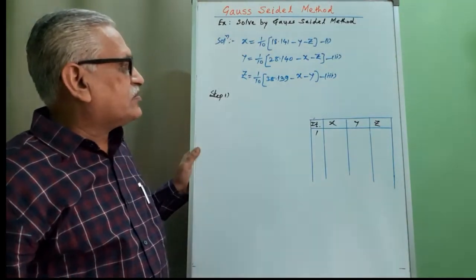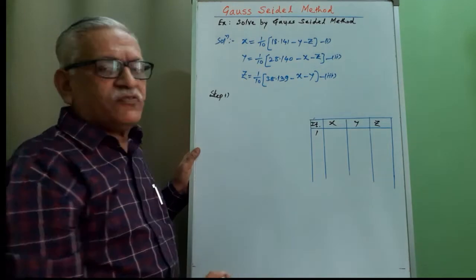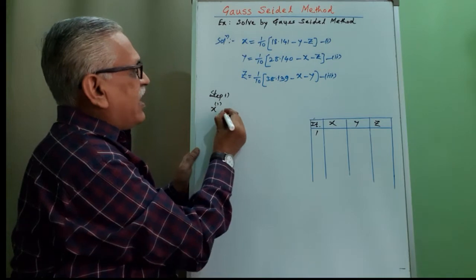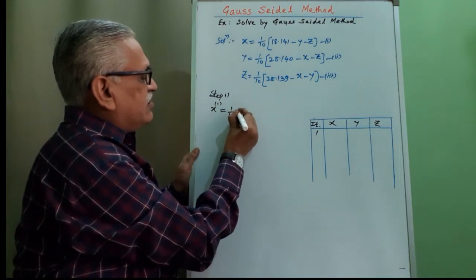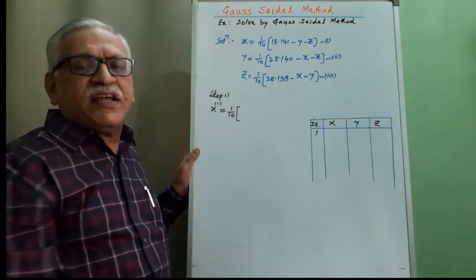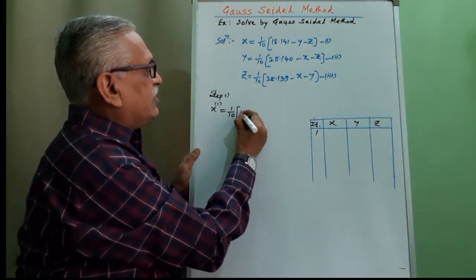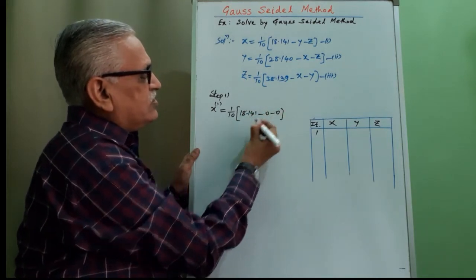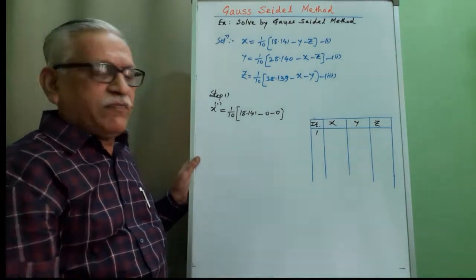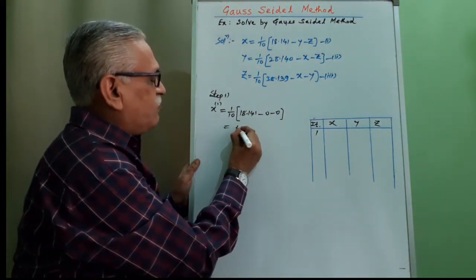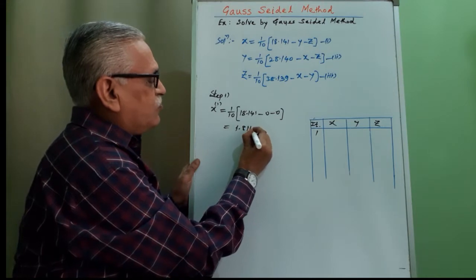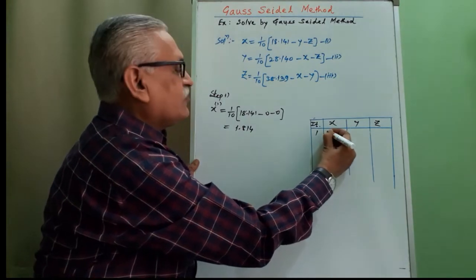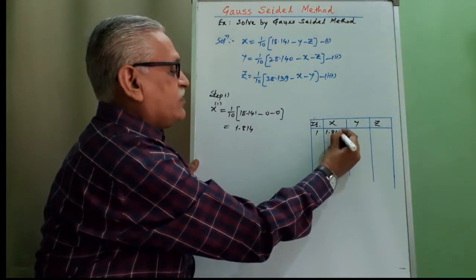So step 1, we use equation number 1 to get the first approximation for x as 1 by 10 times (18.141 minus 0 minus 0), putting y and z as 0. 18.141 divided by 10, we get the value 1.814. That value we put here in the table in the first row, 1.814.